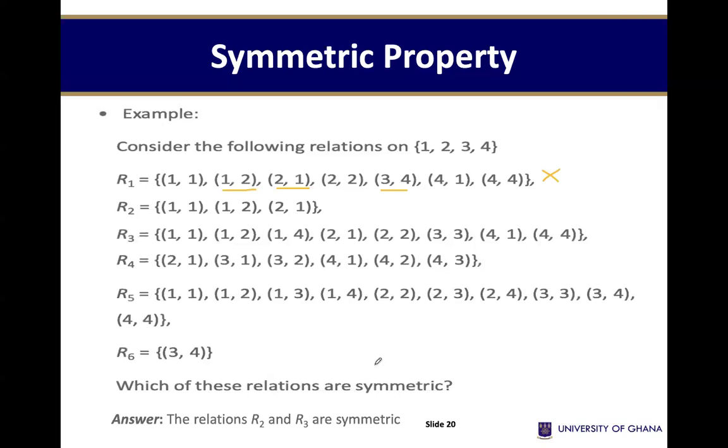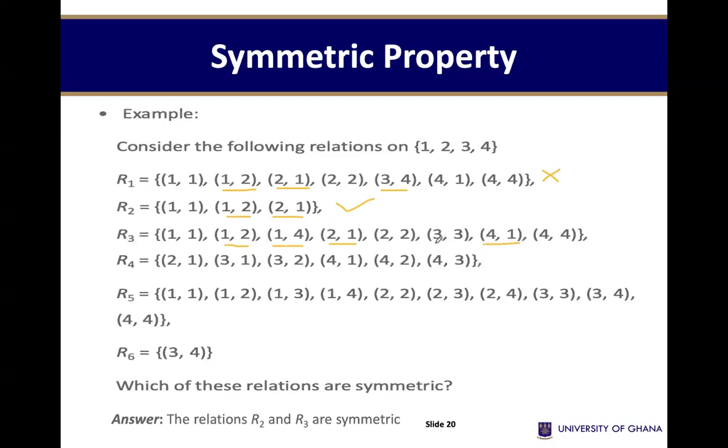When I come to the second one, if 1 is related to 2, then I should see 2 is related to 1. That makes it symmetric. Now, the third one: 1 is related to 2, I want to see 2 is related to 1. It is here. 1 is related to 4, I want to see 4 is related to 1. It is here.